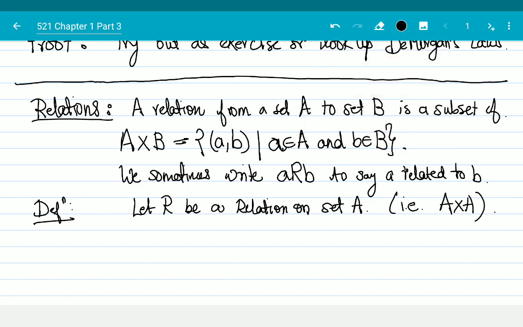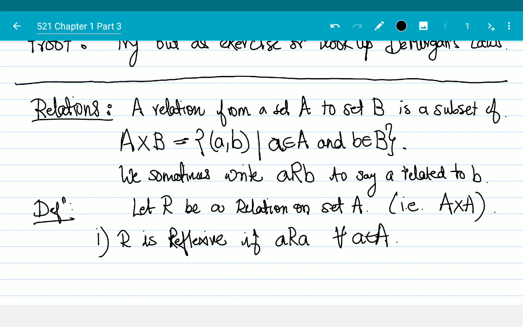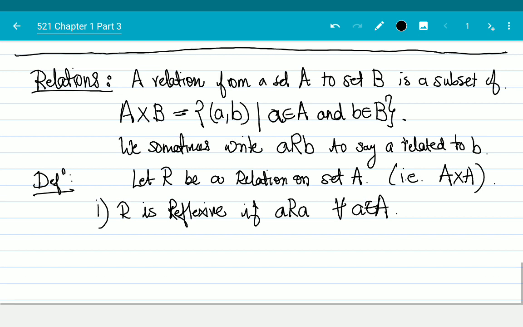This is not the first property. This is the initial setup. Then the first property is R is reflexive. R is reflexive if A R A for every A in A. Okay. If A is related to itself for every A in A.